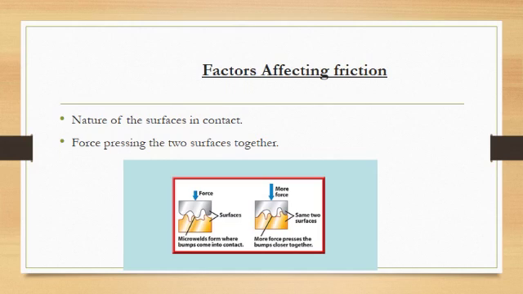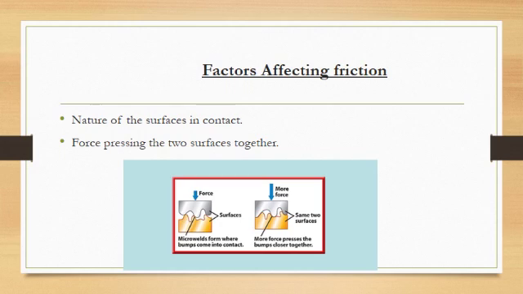Students, earlier you already studied that the force of friction between two surfaces in contact depends on the nature of the two surfaces in contact, that is, the roughness or smoothness of the surfaces. The force of friction is greater where rougher surfaces are involved. The smoother the surfaces, the smaller is the force of friction between them. The force of friction mainly depends on the nature of the two surfaces in contact, and second, the force pressing the two surfaces together.